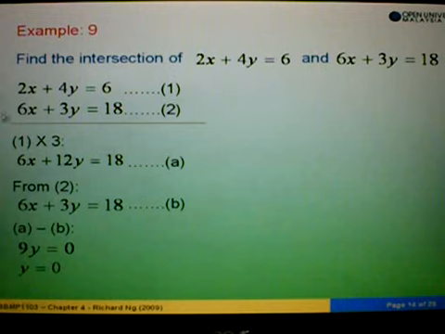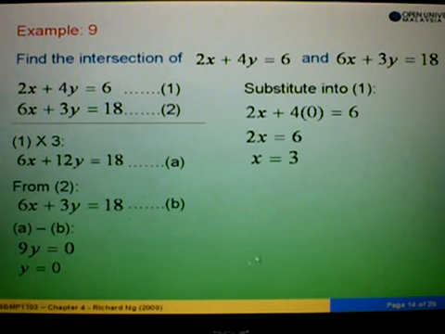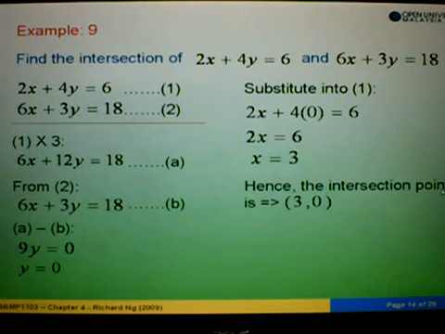So substitute either into equation 1 or 2 in order to find the value of x. So in our example, we substitute into equation 1. So substitute y equals 0 into equation 1. So we should have 2x plus 4y, y is 0, equals 6. So therefore, 4 times 0 is 0. So we have 2x equals 6, then x equals 3. So therefore, the intersection point for these two equations is x equals 3 and y equals 0. So we write as (3, 0).